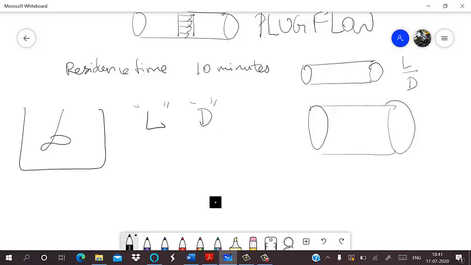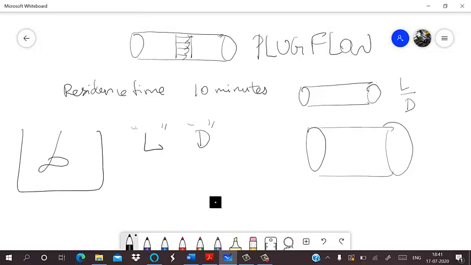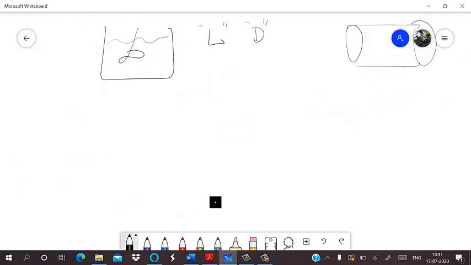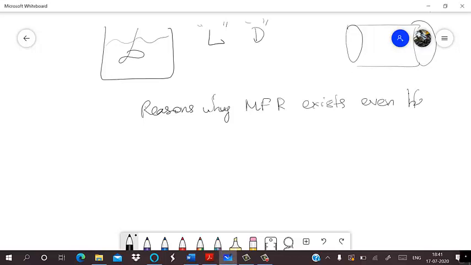Similarly, one more issue is the residence time. If it's very high, then it's impossible to construct a plug flow reactor. It should be kilometers of length, right? So these are the reasons why MFR exists, even if being slow.